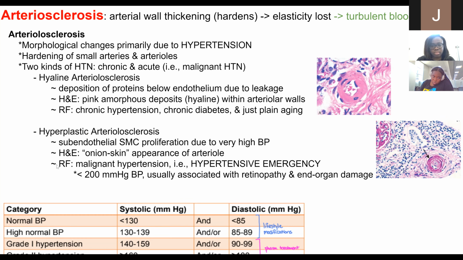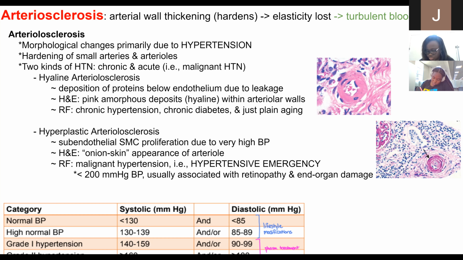So here, next we have hyperplastic arteriosclerosis. So that's that image over here. That's what we call the onion skin appearance. And this is because of malignant hypertension, AKA hypertensive emergency. We are super concerned with these, right? This is because usually it's greater than 200. So you're going to have an emergency room situation, right? Patients coming in, blood pressure super high, like past even grade 2 hypertension, super high.